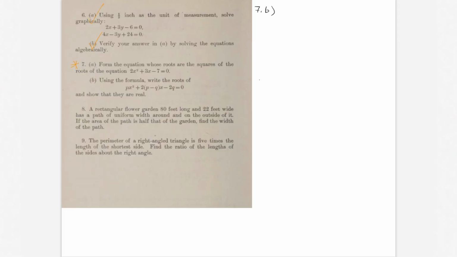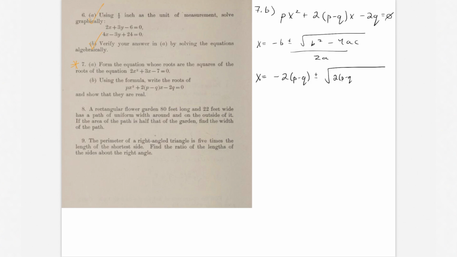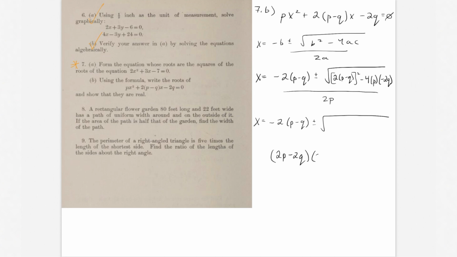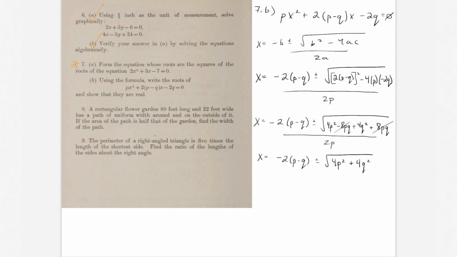7b said, using the formula, which I assumed was the quadratic formula, find the roots of this trinomial and then prove that they are real. So we have px squared plus 2 times (p minus q) times x minus 2q. Now, I know how to use the quadratic formula pretty well, so I just plugged in the values and then simplified as far as I could.